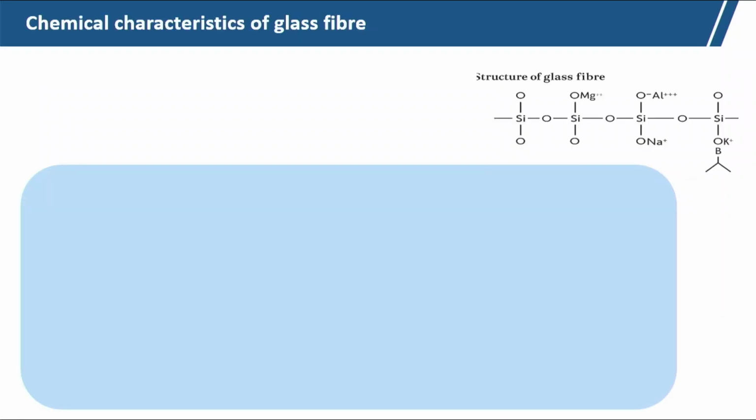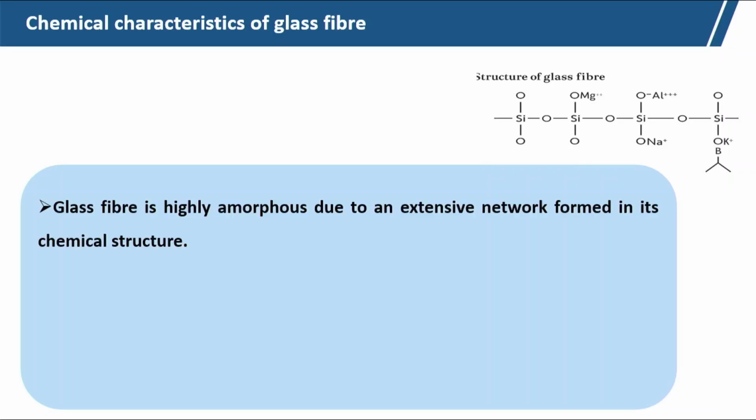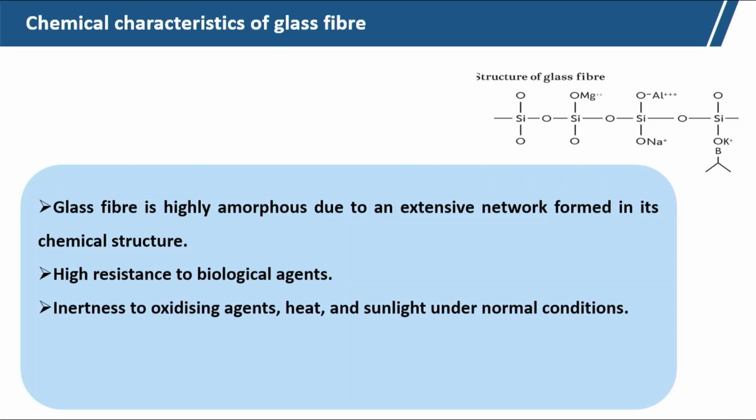We can see the structural characteristics of glass fiber. It is highly amorphous due to an extensive network formed in the chemical structure. So, it has got an extensive network, so highly resistant to biological agents, inertness to the oxidizing agent, heat and sunlight under normal condition. So, under normal condition they are inert.